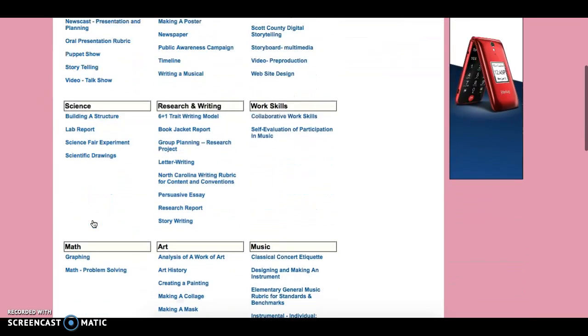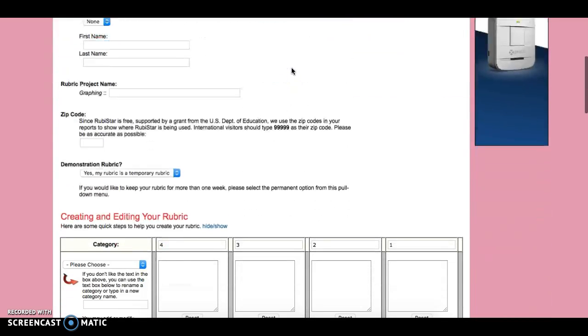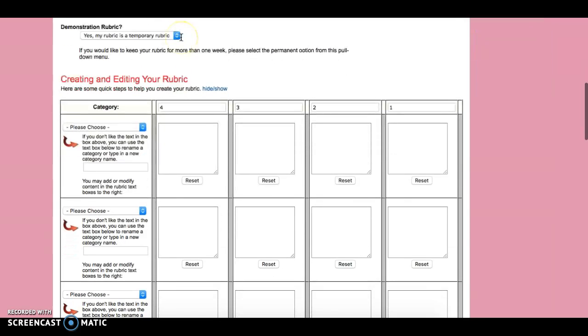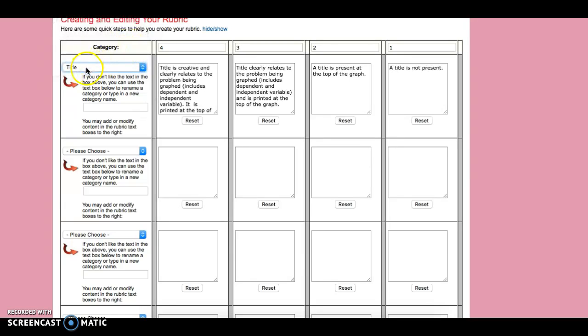So if you are a math teacher, like what we just did, this is actually where I created the graph rubric. I clicked on the graphing one, I came down, you can add your name, any specific title you want for the rubric, and then you have full autonomy over what you want to grade the students on. So I can select a category, and if I don't like the wording, I can simply highlight it and change it to whatever it is that I wanted.